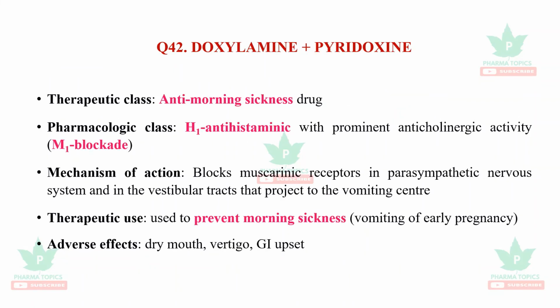The next is question number 42, doxylamine plus pyridoxine. It's an anti-morning sickness drug. It has two activities. One is H1 antihistaminic activity with prominent anticholinergic activity by causing M1 blockade. It blocks the muscarinic receptors in the parasympathetic nervous system and in the vestibular tracts that project to the vomiting center. It is used to prevent morning sickness, that is the vomiting of early pregnancy. It can cause dry mouth, vertigo, and GI upset.